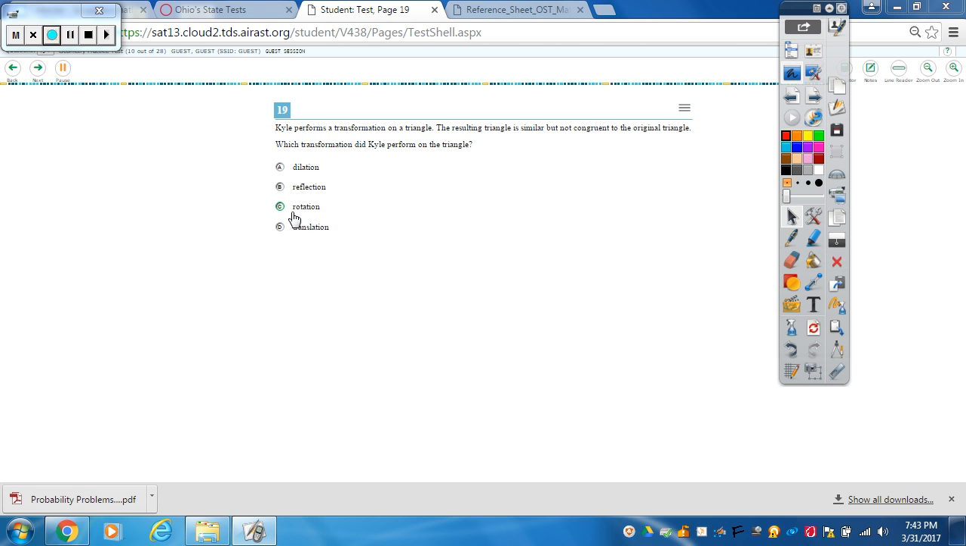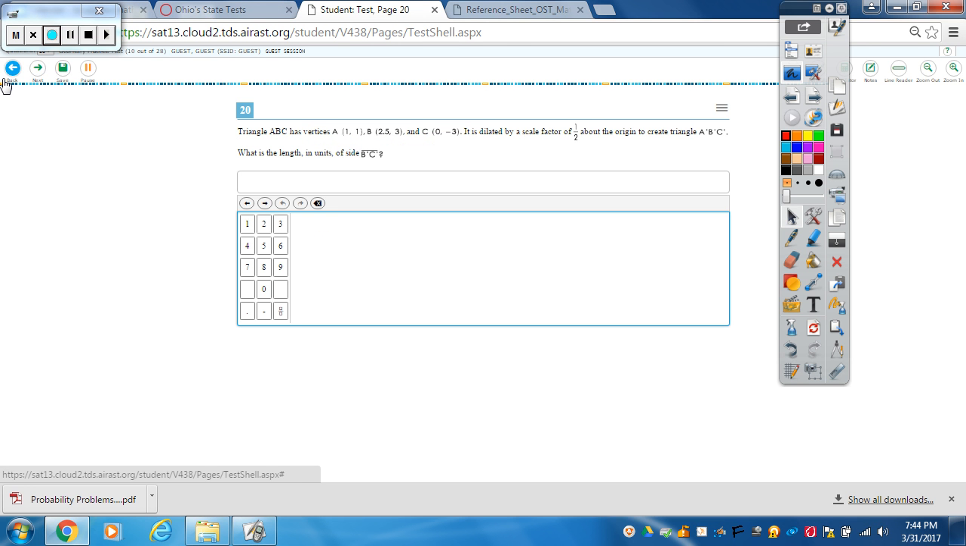The next one: triangle ABC has vertices at A, B, and C. It's dilated by a scale factor of 1/2 about the origin to create triangle A prime, B prime, C prime. What's the length in units of side B prime, C prime?